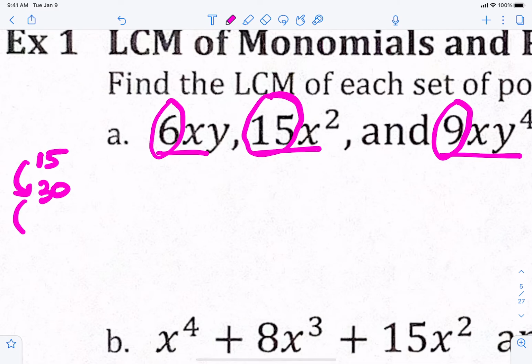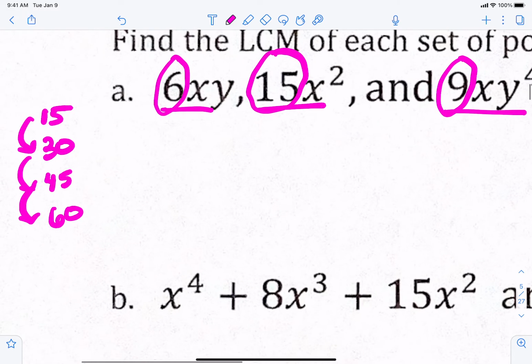Let's go to 45. Does 6 go into 45? No. Does 9? 9 does, but 6 doesn't. So we have to go to 60. Does 6 go into 60? Yes. Does 9? No. So we've got to go to 75. We go up by the 15s because 15 is the largest one, right?